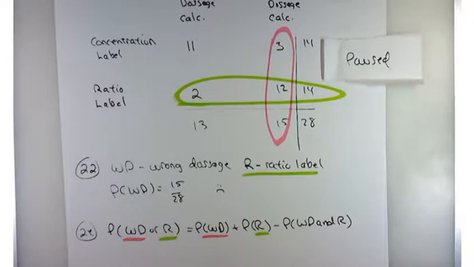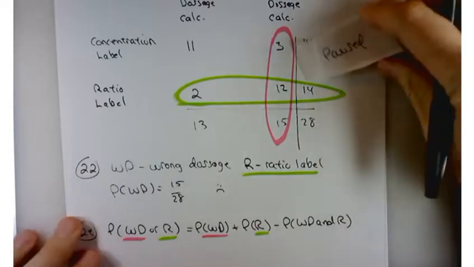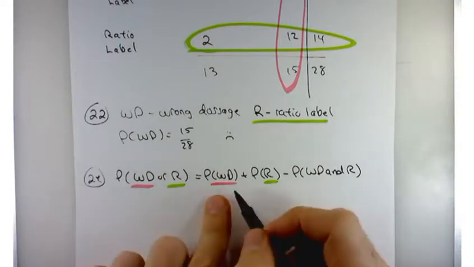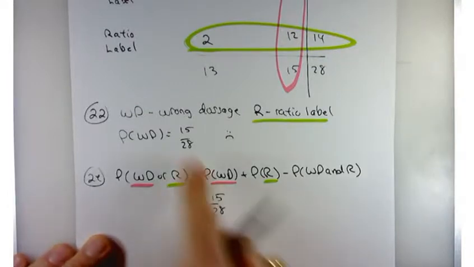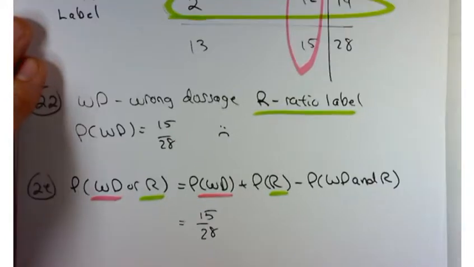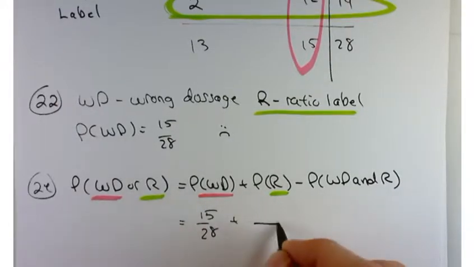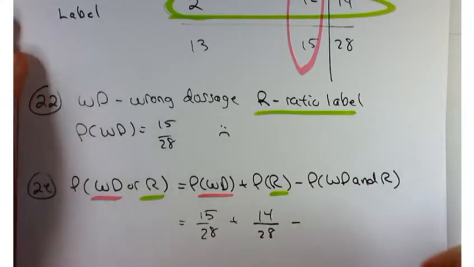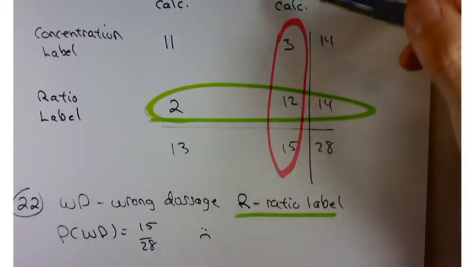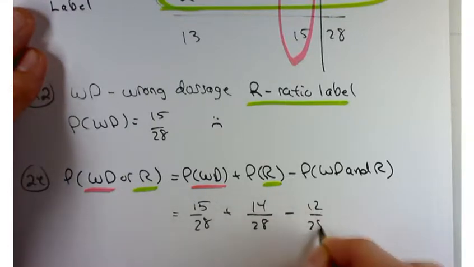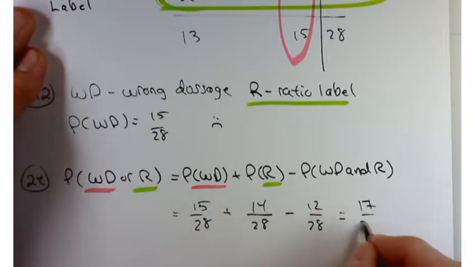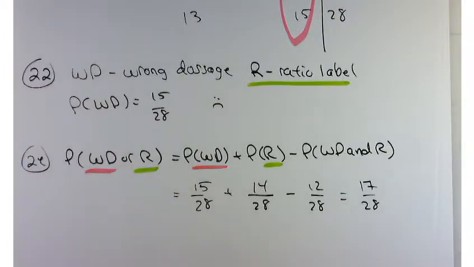Okay, so a quick sample, certainly not a census, but a quick sample. Looks like a lot of you are doing okay on this one. So probability of WD. Well, probability of the wrong dosage was from the first part, that's 15 over 28. Had that from up above. What's the probability of getting a ratio label? Good, 14 over 28. And their intersection, where do they overlap? How many people had the wrong dosage and a ratio label? 12. 12 over 28, for a difference of 17 over 28. Yay.